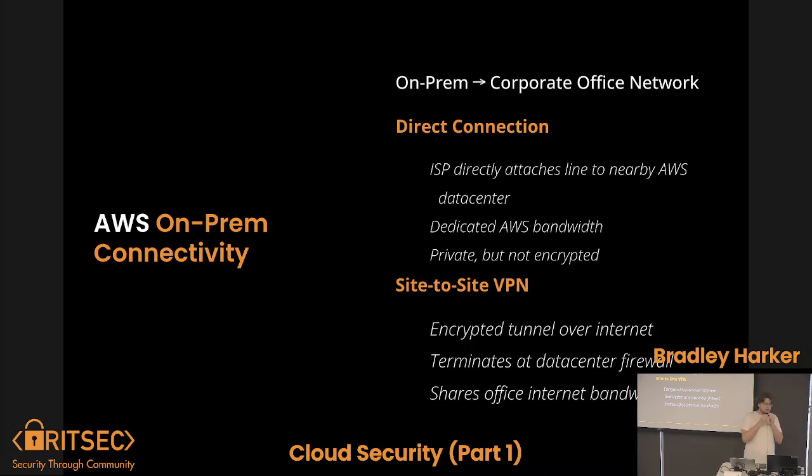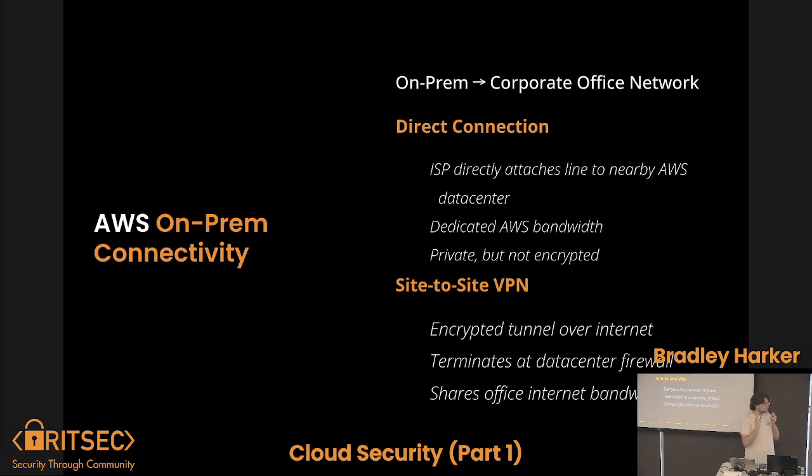AWS actually, and this is very surprising to me, offers a direct connection possibility. If you are close enough, and I don't know what the definition exactly for close enough is, but if you are close enough to an AWS data center, you can physically attach a separate uplink from your office directly to the AWS data center. So you will have two outbound connections from your office. You will have one to your internet service provider. You'll have another one to AWS's local internet service provider that goes direct to the data center.